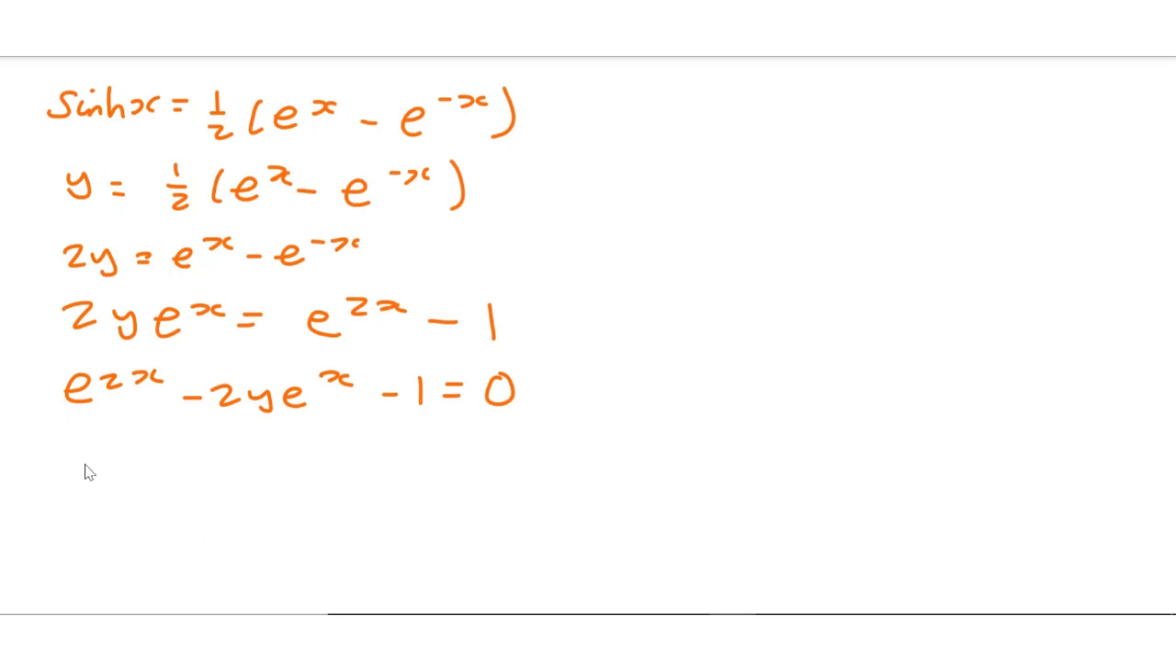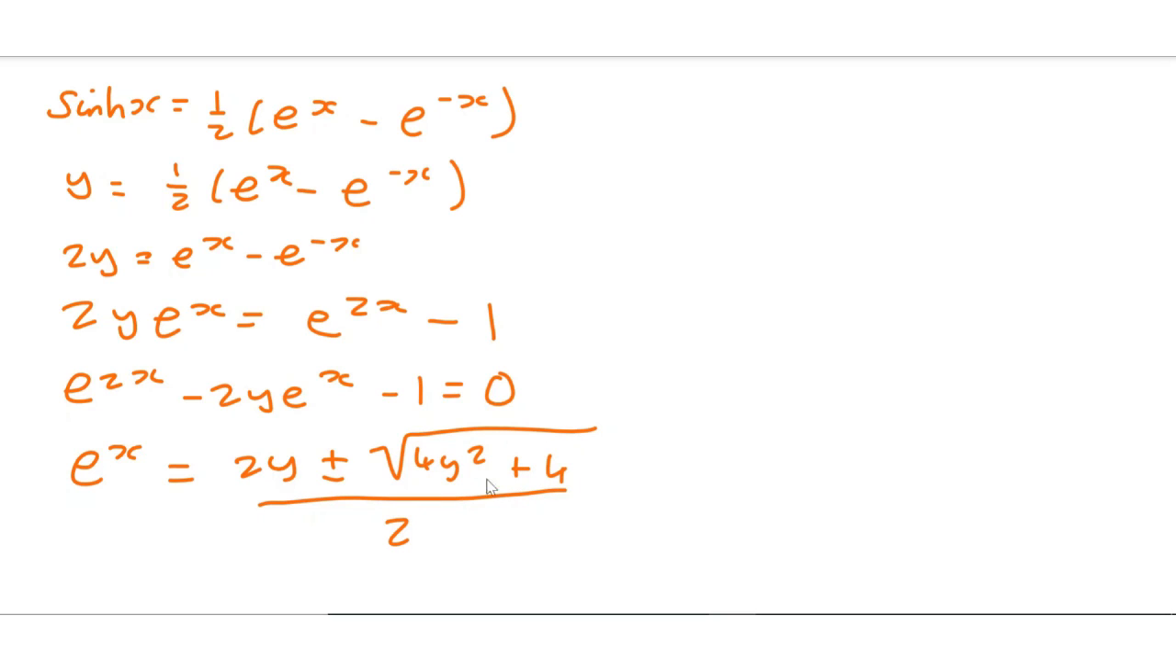So using the quadratic formula, we get e to the x is equal to minus b, so 2y, plus or minus the square root of 4y squared minus 4 times minus 1, so that's plus 4, all over 2 times 1, so that's 2. We take out root 4, which is 2, and then dividing by 2, we get y plus or minus the square root of y squared plus 1.